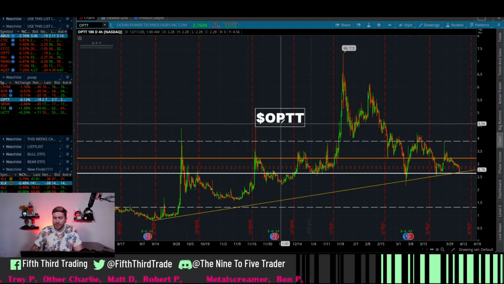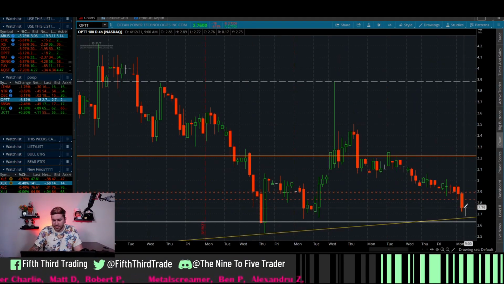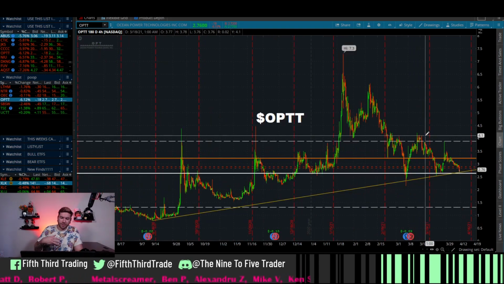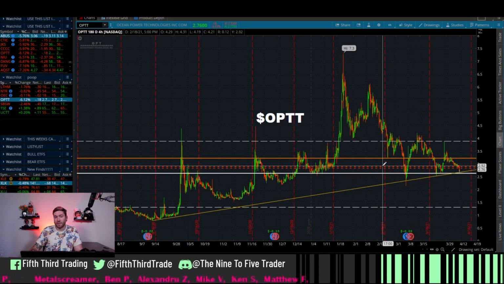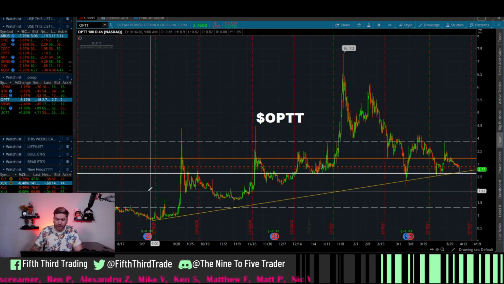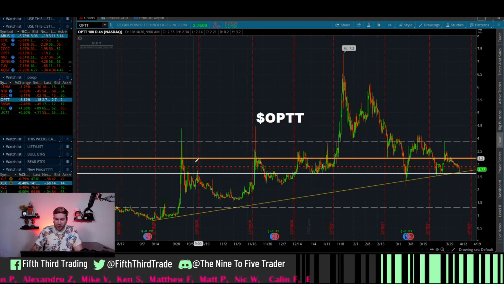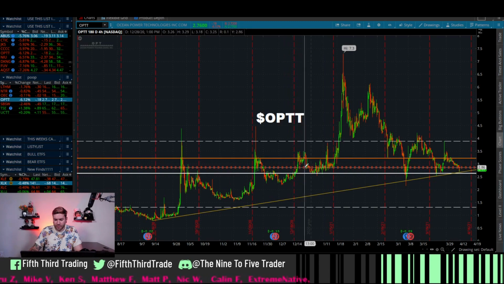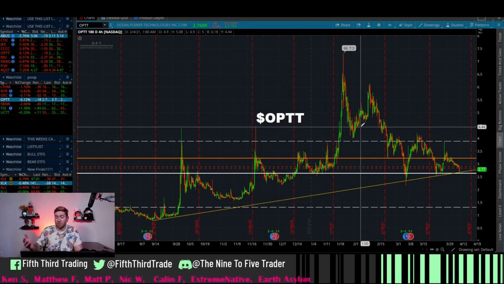So next is OPTT, one that I've called multiple times to some fairly good success. And, you know, this is definitely more volatile than my usual plays. There's more risk to be had with this play. But over time, you can see a lot of higher lows. I actually called it right over here, said this looks good. And it ran up and I was like, oh, snap.